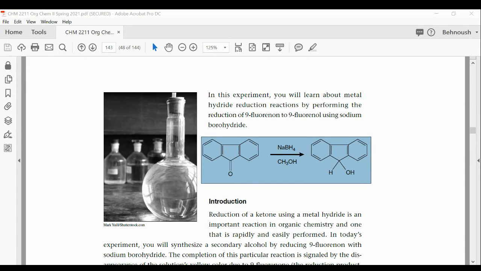It's a good idea, in case you forgot, because I do repeat sometimes what needs to be in the data. The data for this experiment is going to be the IR, the melting point, and the percent recovery or percent yield, in the abstract, conclusion, and discussion.